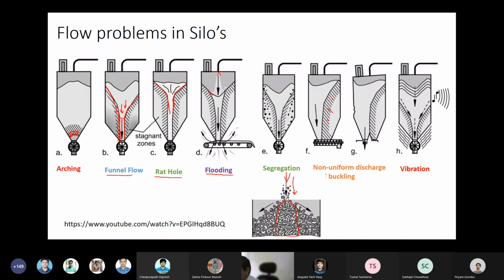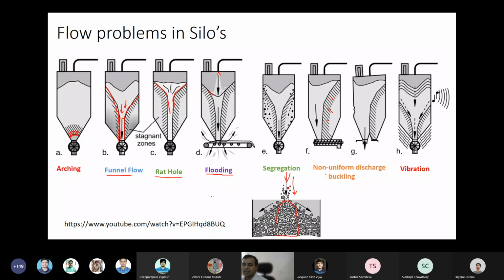The problem is the vibration can disturb the solids, but definitely not uniformly. Second, it costs a lot of money and it makes a lot of noise in the industry. That is why we have to understand what all the factors are which cause these flow problems. If you design properly and maintain proper conditions, then you can avoid or mitigate all these problems: arching, rat hole, flooding, segregation.